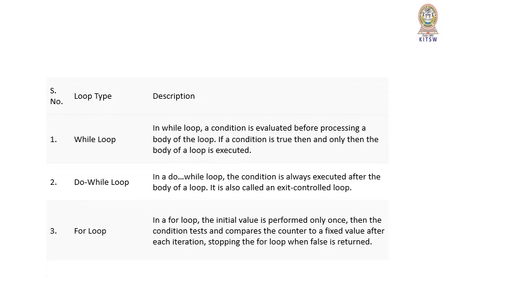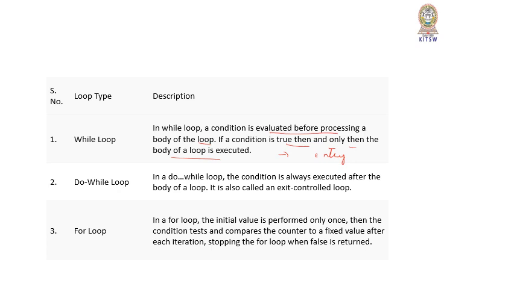Now this is a description of each one of the loops. In while loop, a condition is evaluated before processing the body of the loop. If the condition is true, then only the body of the loop is executed. Now this is an entry control loop, because before executing the statements within the while, we first check the condition. So at the entry of the while loop only we check the condition.